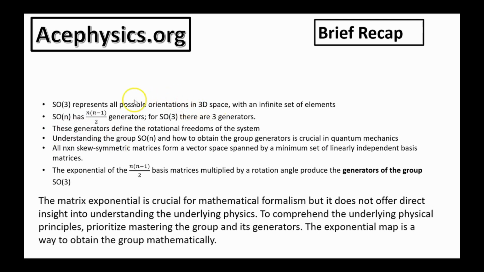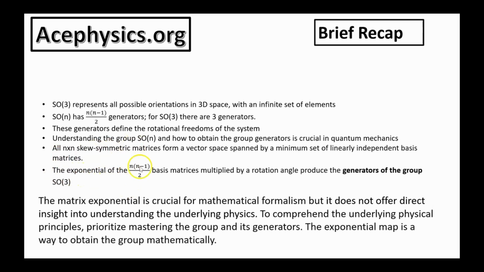Here's a brief recap. SO3 represents all possible orientations in 3 space, with an infinite set of elements. SON has n times n minus 1 over 2 generators. For SO3, there are 3 generators. These generators define the rotational freedoms of the system. Understanding the group SON and how to obtain its group generators is crucial for quantum mechanics. All n by n skew-symmetric matrices form a vector space spanned by a minimal set of linearly independent basis matrices. This vector space is called the Lie algebra, by the way.